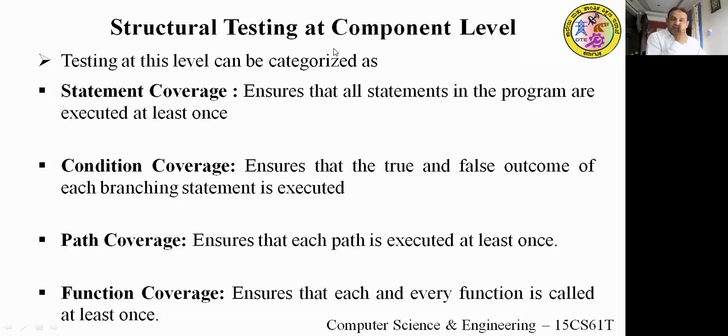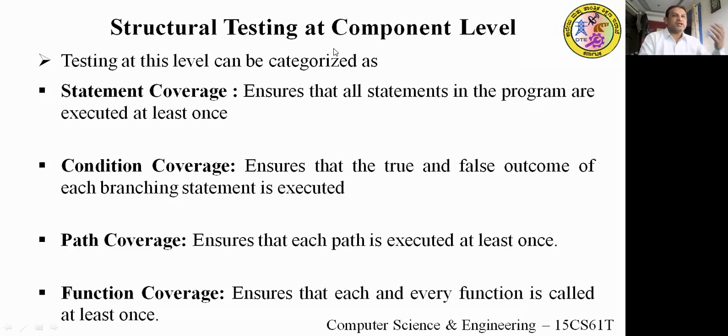Suppose you want to execute a particular program which is somewhere else, you might have given a particular path there. So that path should be executed at least once. Then function coverage ensures that each and every function is called at least once. In the program, you may write so many functions. Like for example, in your data structure, you may write one function to insert, one to delete, one to display, or one for modification, so you may write a function to perform each operation.